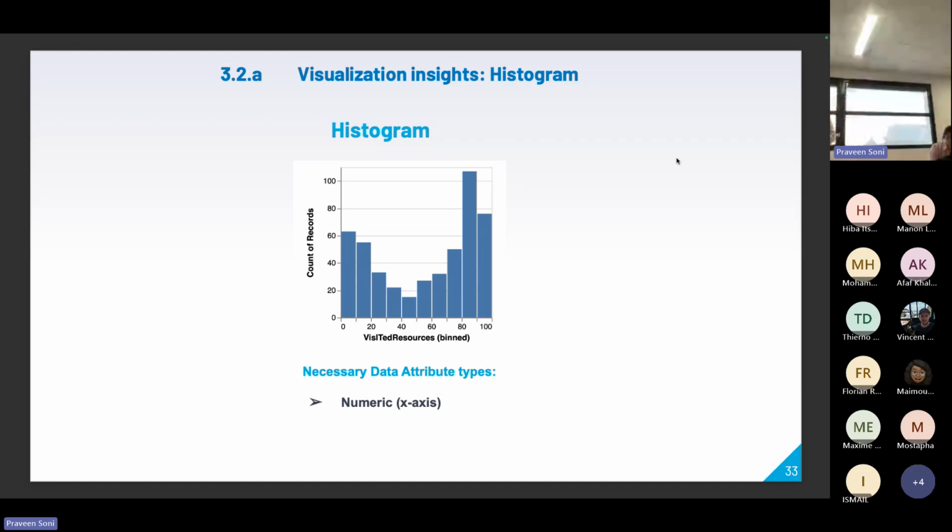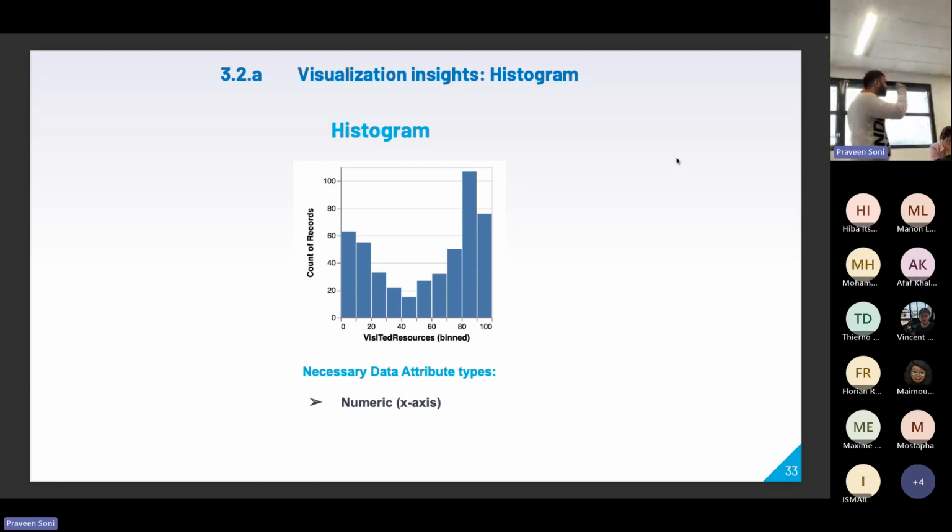Okay. Now for the histogram, we need only one data attribute, or I can say data attribute type, that is numeric. You can see I have plotted the histogram for the visitor resources for the student data sets. That's why I asked you to see that data set to understand clearly. The maximum value I find is 100 and the minimum is 0 over there. I have provided the bins. You see, bins means that gap: 0 to 10, 10 to 20, 20 to 30, 40. So this is in histogram. We have to give a bin.